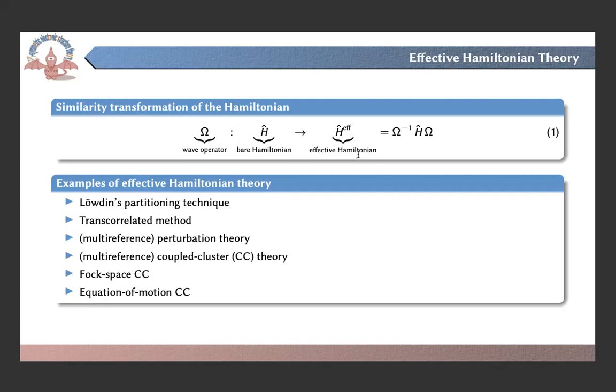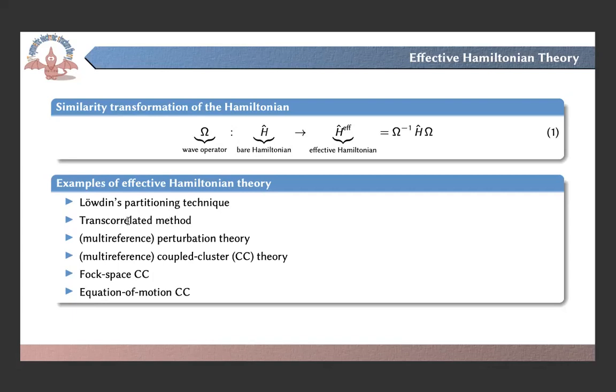That's what we do in Löwdin's partitioning techniques, for example, where we do a downfolding of the information. I think I've talked about Löwdin partitioning before, where you downfold some information onto a smaller space. By doing this, you create an effective Hamiltonian, which is usually smaller, but can sometimes be trickier to solve. There are lots of methods that use this effective Hamiltonian theory.